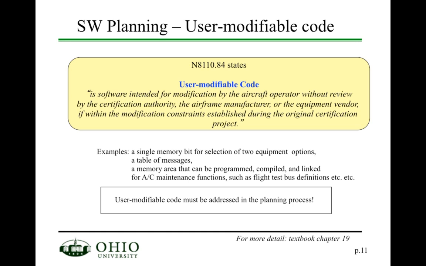Or if you have one box being used for multiple aircraft, there may be a software table of messages, for example, on the ICAS, the engine indication and alerting system. So there are things like that. User modifiable code must also be addressed in the planning process, and lots of this is described in chapter 19 of the book.